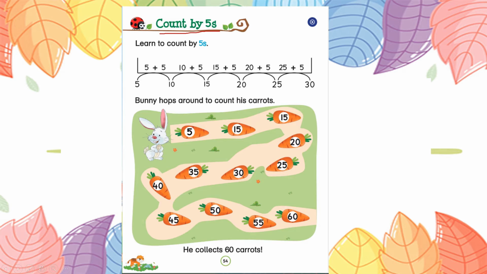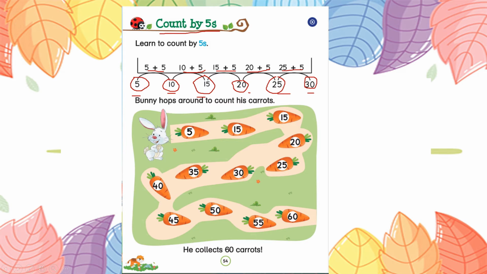So children, here is the number 5. When we add 5 more to it, it becomes 10. When we add 5 more to it, it becomes 15. When we add 5 more to 15, it becomes 20. When we add 5 more to 20, it becomes 25. And then 25 plus 5 will become 30. Look at it: 5, 10, 15, 20, 25, 30. This is counting by 5.